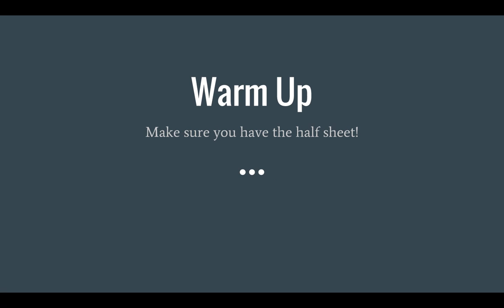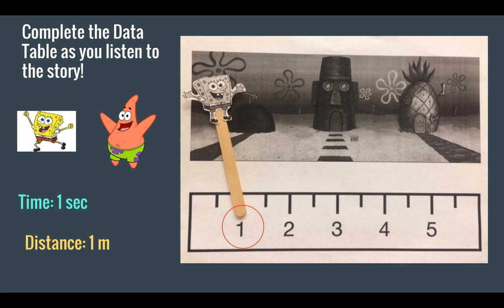All right, here's the warm-up for today. Make sure you have a half sheet. What's going to happen is I'm going to tell a story and I want you to write down the location. So in the data table on the left side of the handout, you have the time, and then I'm going to tell you the distance with the story. So you're going to fill out the data table.